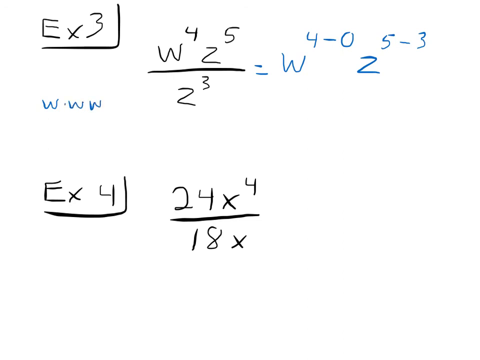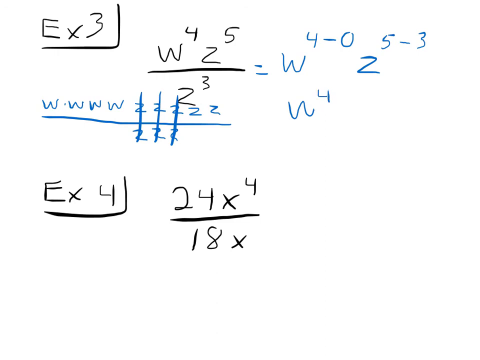W times W times W times W, and then Z times Z, this is in the numerator, over Z, Z, Z, 3 Z's. What's going to happen? Cancel, cancel, cancel. What's left? Well, we have W to the 4th power, 4 minus 0. So W to the 4th power, and then Z to the 5 minus 3 is 2. And we proved it right here, right? How many z's are left? Well, there are 2 z's left. This is your final answer. Can't do anything else with that.